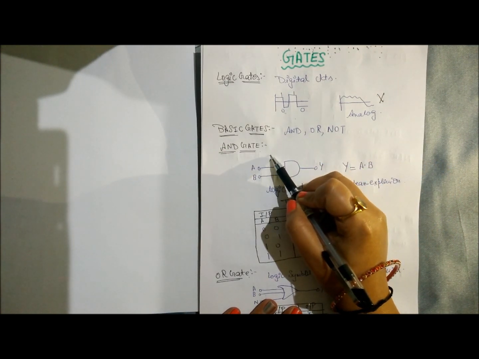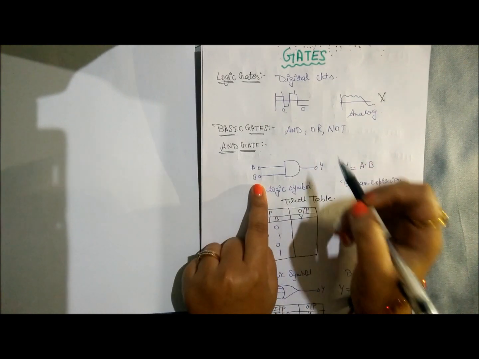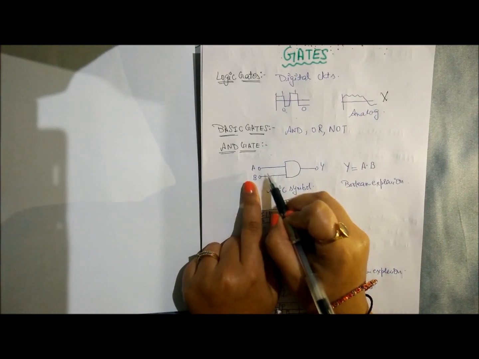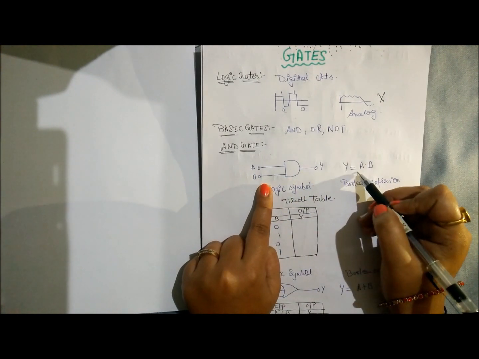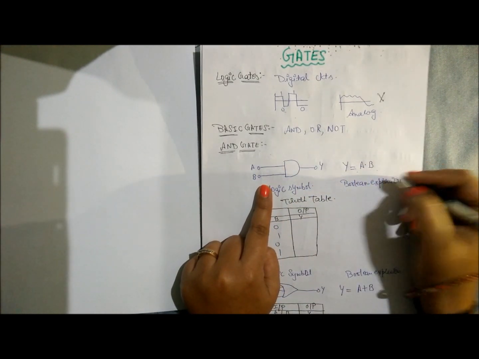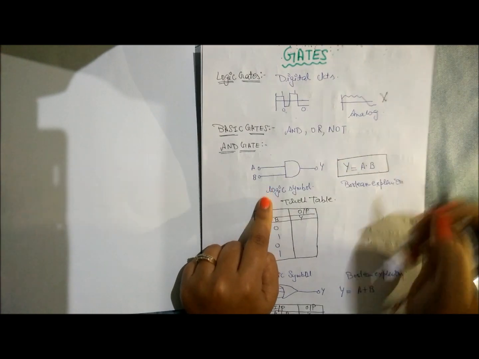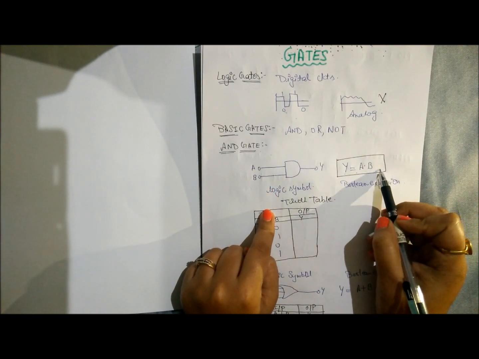AND gate. First of all, I'll explain the AND gate. This is the logic symbol for the AND gate. Here are the two inputs and the AND gate symbol. Y is equal to A dot B. This is the Boolean expression for the AND gate. The Boolean expression is Y is equal to A dot B.